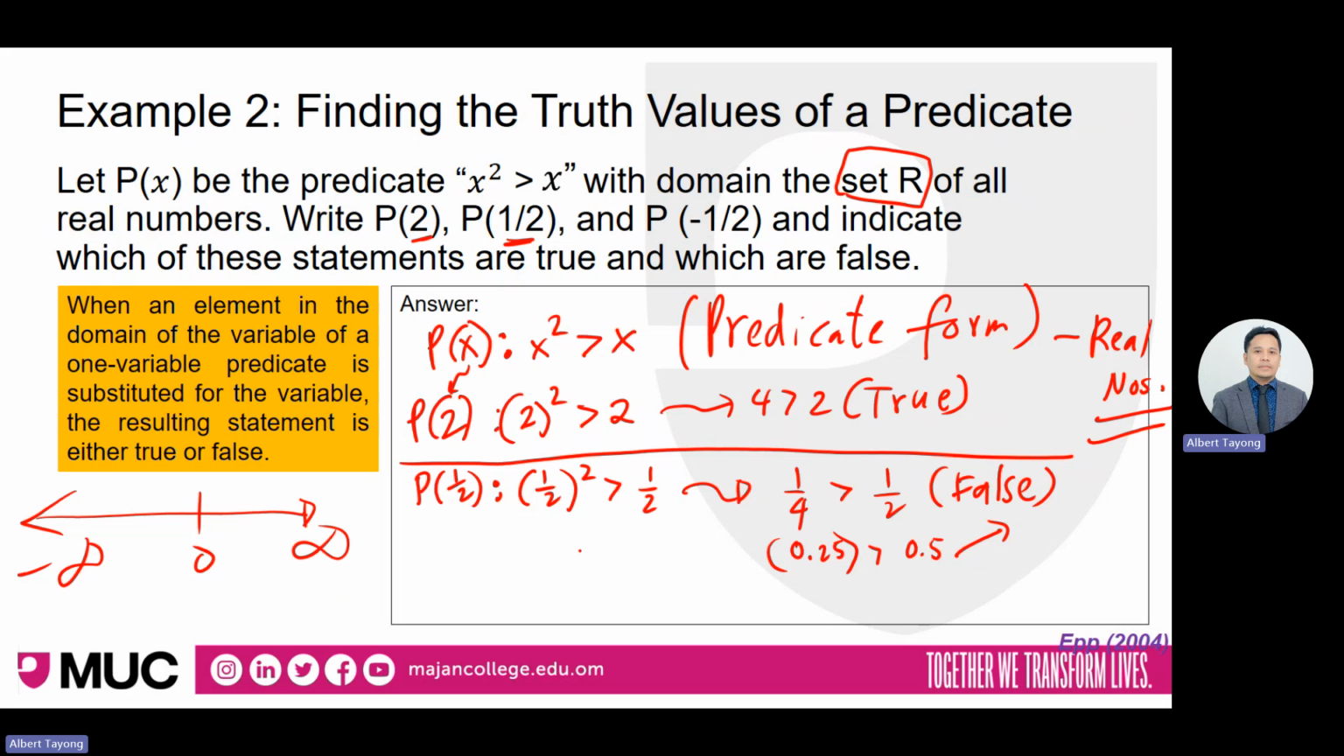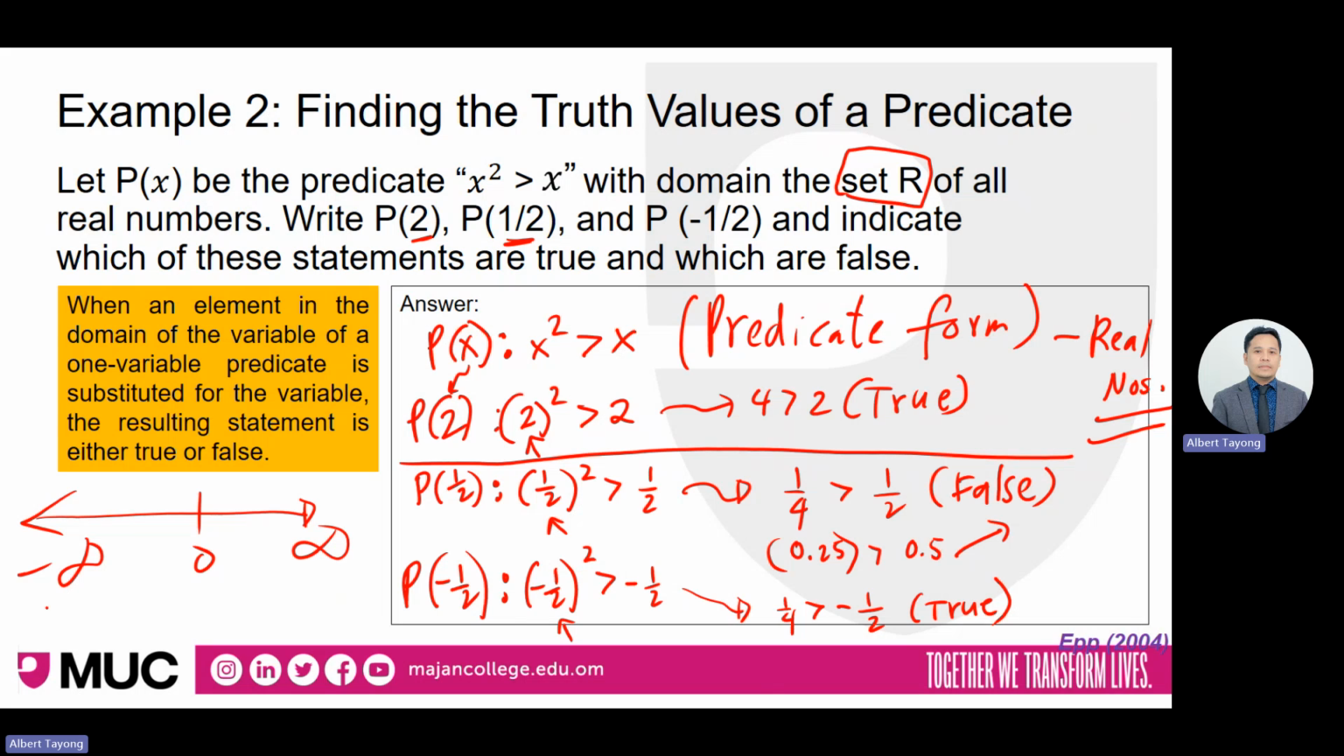So it is false. The last one is x equal to negative 1/2. Negative 1/2 squared is greater than negative 1/2. This is 1/4 is greater than negative 1/2, which is true, because a positive number is always greater than any negative value. So there are only two values which made our statement true. It becomes a statement because we're changing it into specific values: 2, 1/2, and negative 1/2.